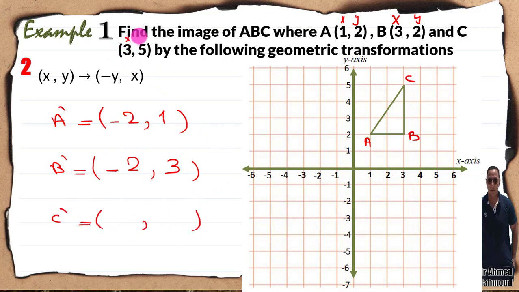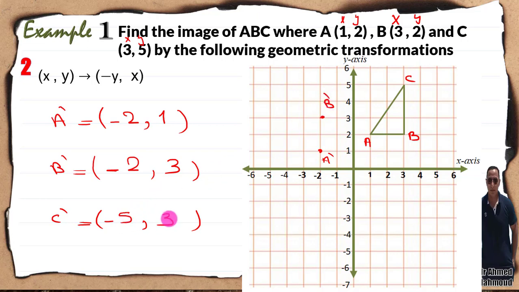This is x and this is y. Okay, so it is from 3, 5; 3 and 5 will be negative 5 and 3. Okay, negative 2 and 1 here. This is A dash. Okay, negative 2 and 3, negative 2 and go up to 3. This is B dash.